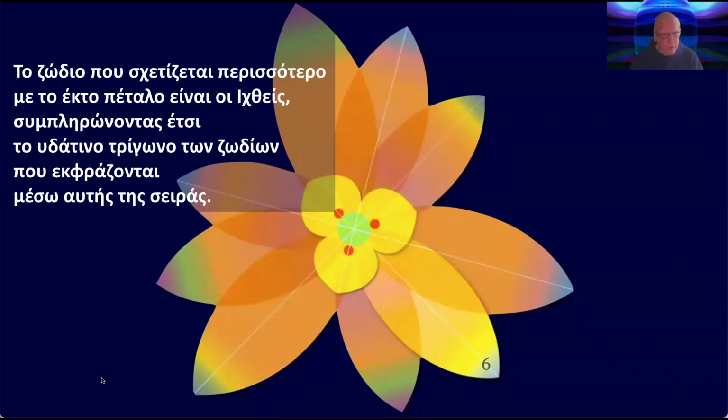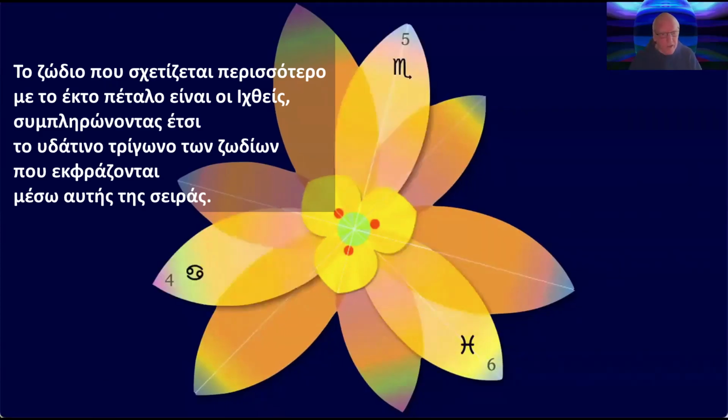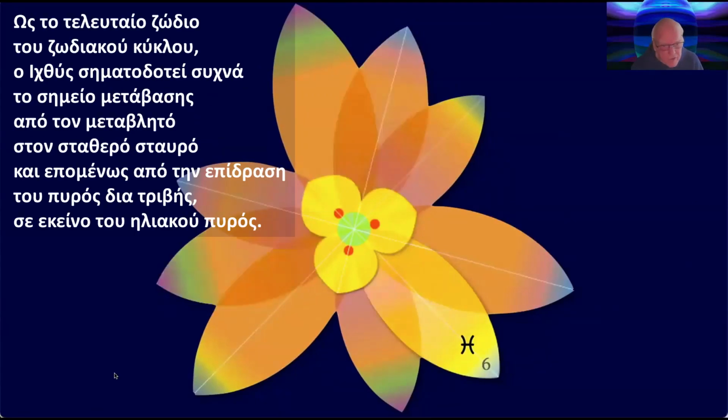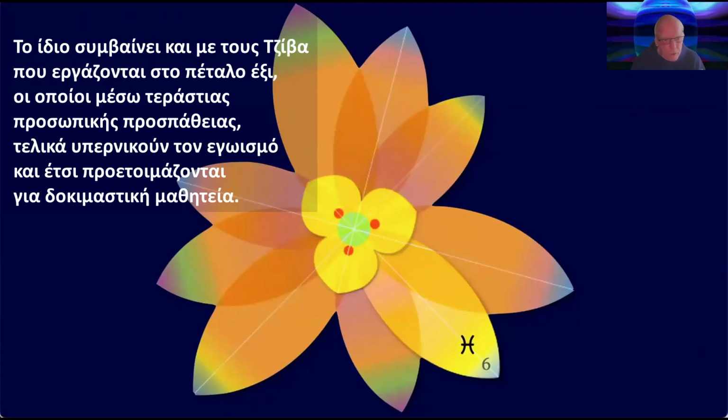The sign most associated with petal 6 is Pisces, thus completing the water triangle of signs that expresses itself through this tier. As the last sign of the zodiac, Pisces often marks the point of transition from the mutable to the fixed cross, and thus from the influence of fire by friction to that of solar fire. And so it is with the jivas working with petal 6, who through tremendous personal effort finally conquer selfishness, and thus ready themselves for probationary discipleship.